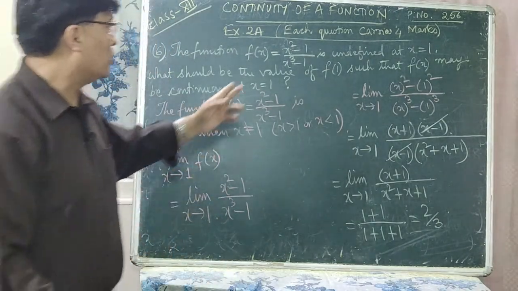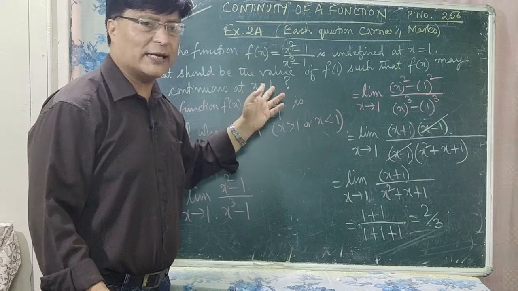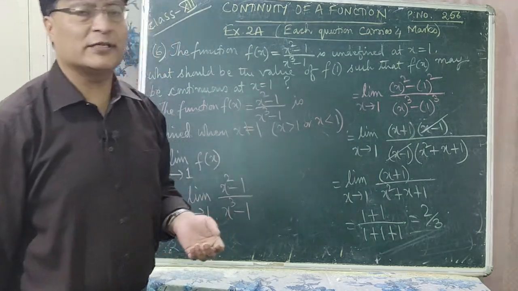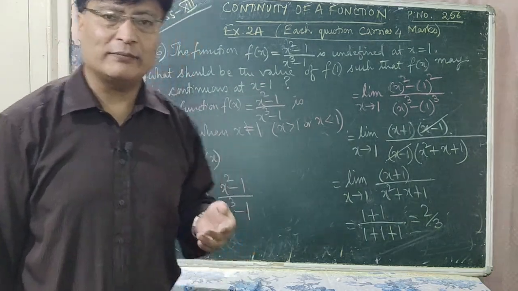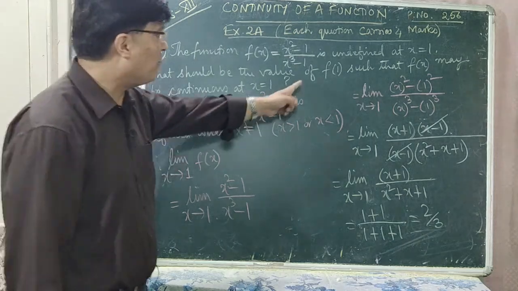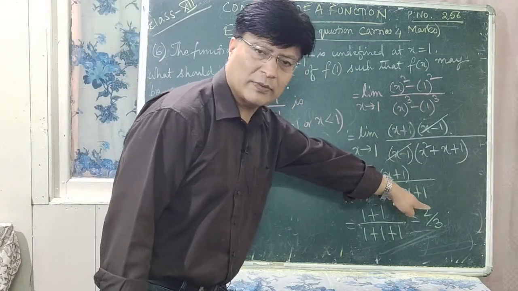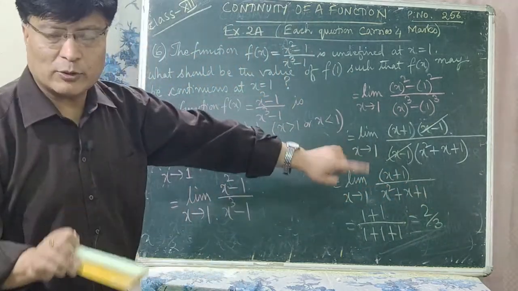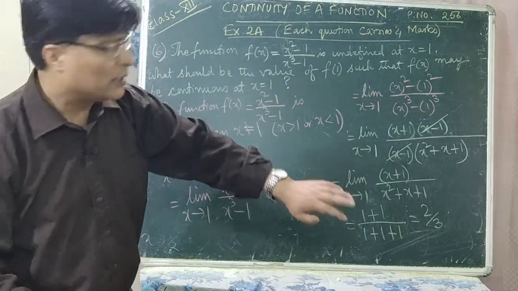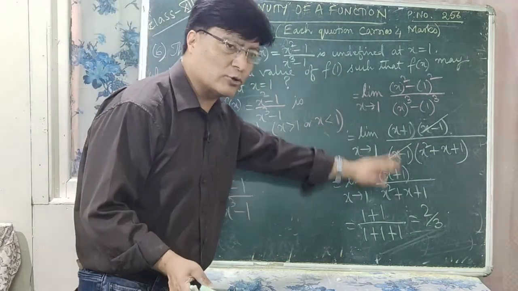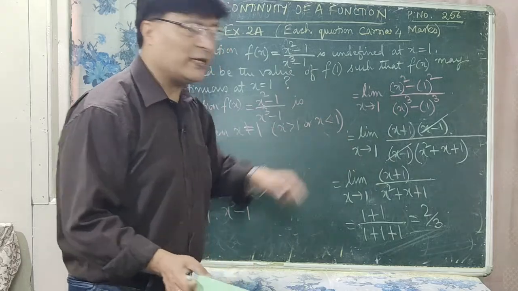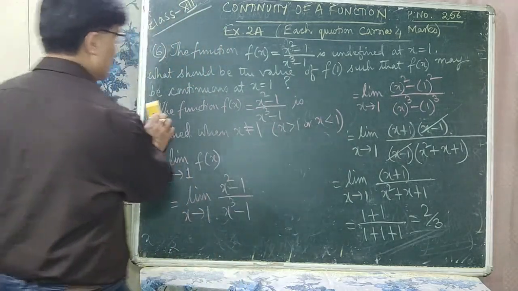What should be the value of f of 1 so that the function f of x is continuous at x is equal to 1, it is asking here. So what should be the value of f of 1? It should be this. Because right hand limit should be equal to left hand limit is equal to f of 1. Since right hand limit and left hand limit is 2 by 3, so f of 1 should be 2 by 3. So let us write here.